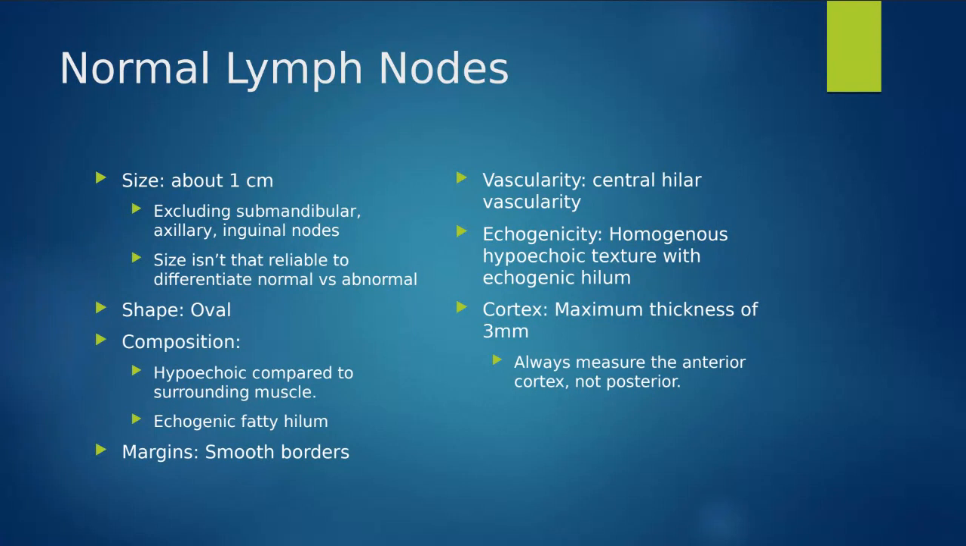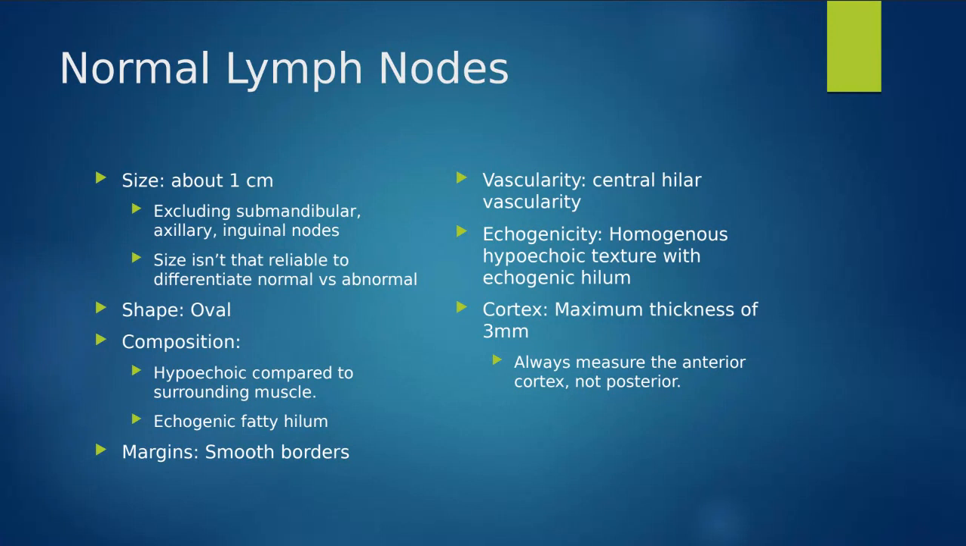Our margins, we want to see nice smooth borders. We don't want to see any points to that cortex. We also want to make sure that we are documenting central hilar vascularity. So when we're putting our color Doppler on, we want to see the vessels entering the hilum and exiting the hilum. We need to see that hilar flow. That's what proves that there is still a hilum for that lymph node.